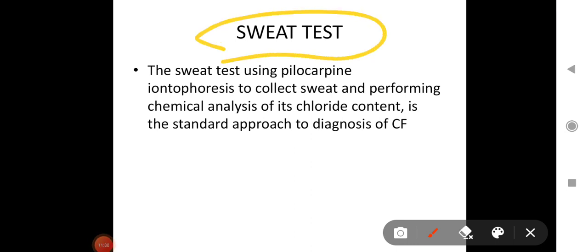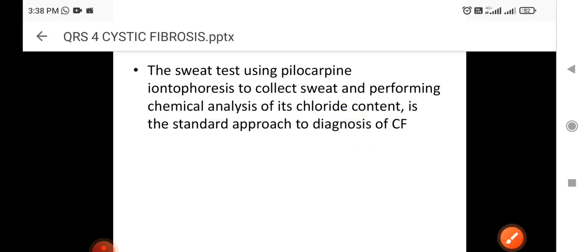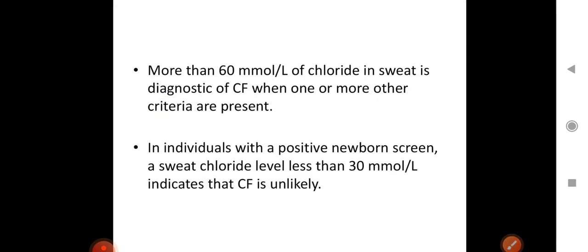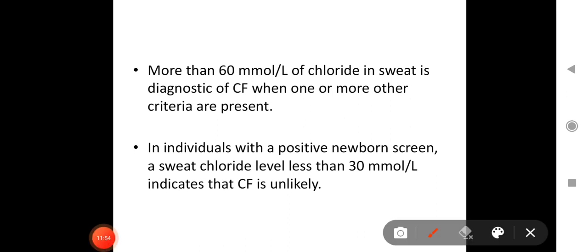Now, what is the sweat test? The sweat test, using pilocarpine iontophoresis to collect sweat and performing chemical analysis of its chloride content, is the standard approach to diagnosis of cystic fibrosis. It can be asked which of the following chemicals is used, then pilocarpine is used. Now, more than 60 millimole per liter of chloride in sweat is diagnostic of cystic fibrosis when one or more other criteria are present. So the earlier criteria we have seen in the previous slides, those criteria and sweat chloride of more than 60 millimole, then this is diagnostic of cystic fibrosis.